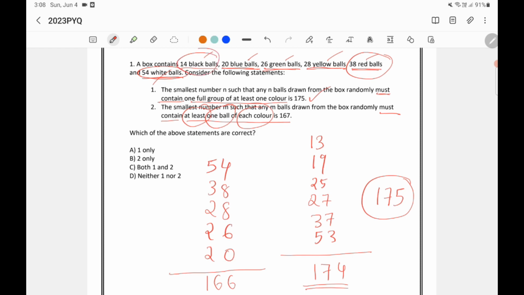So if I take one more ball, that is the 167th ball, then I will be having at least one ball of each color, right? So this is also correct. So option C was the right answer. Both 1 and 2 will come.